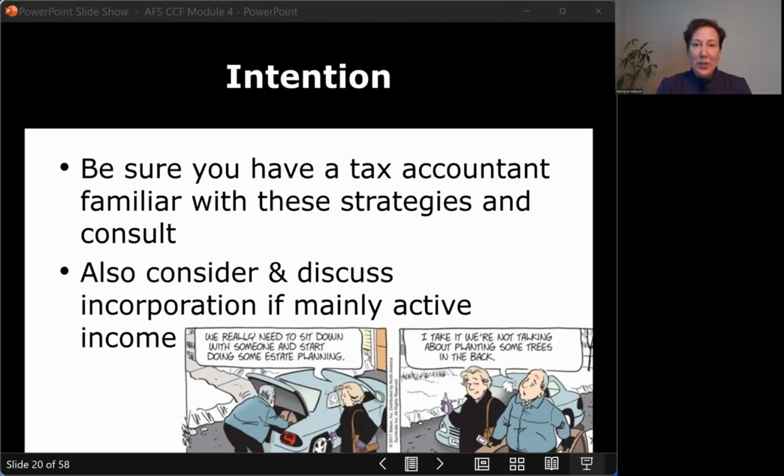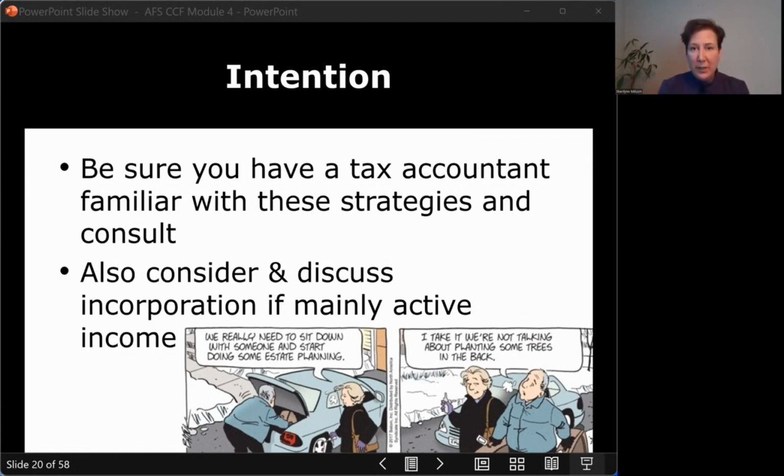So that applies when you're buying the property and deciding what you're doing with it and how to classify it for your books, so that your bookkeeper can get started the right way and later your accountant can take it over. So it's a good idea when you're first getting started to consult with your accountant. And also consider and discuss incorporation if you're doing mainly active income.